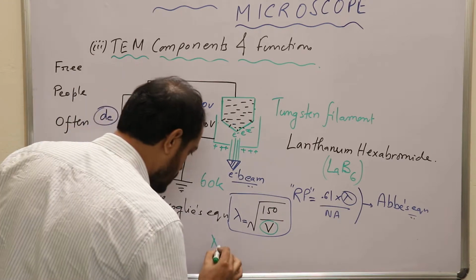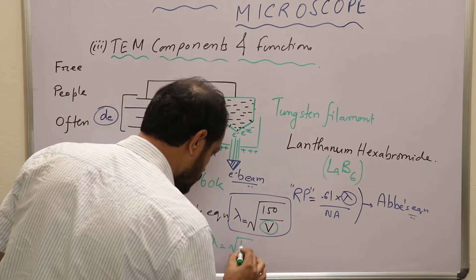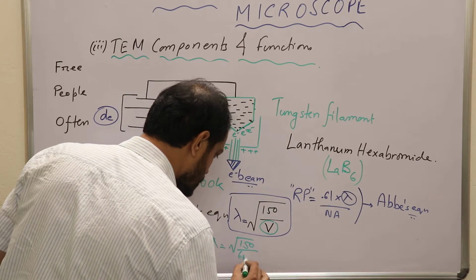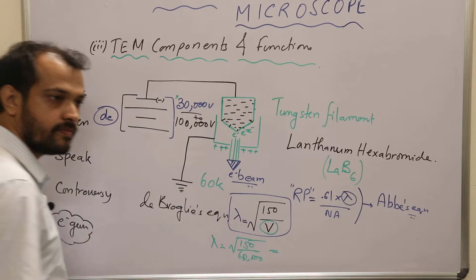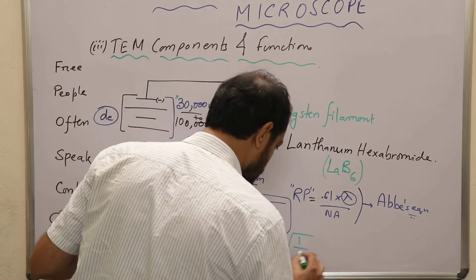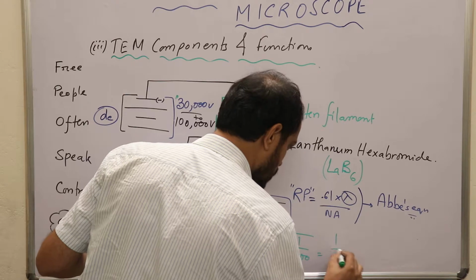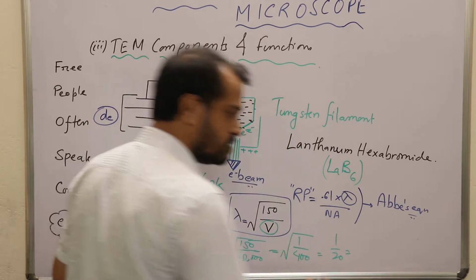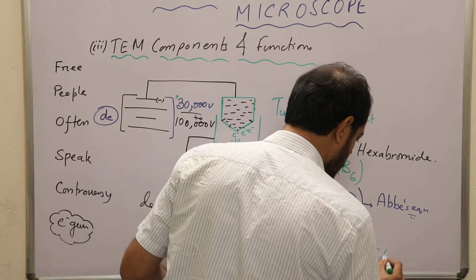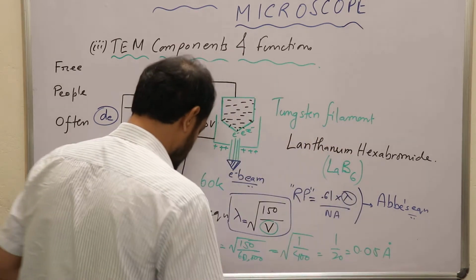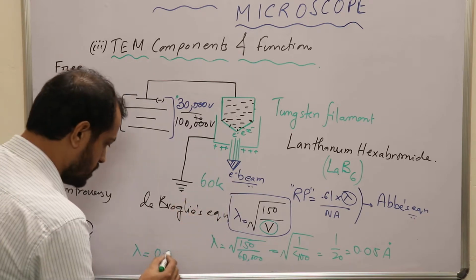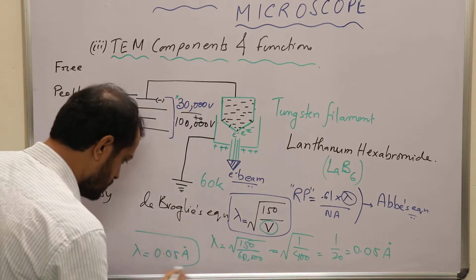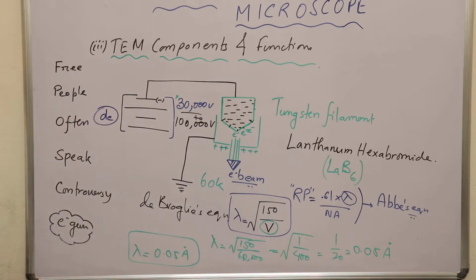That means we will have to put here lambda is equal to root over of 150 by 60,000, which is equivalent to what? Root over of 1 by 400, which is equal to 1 by 20, which is equal to 0.05 angstrom. This is the lambda or wavelength of this electron beam which is coming out. Okay, clear?